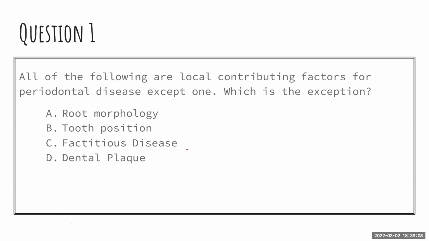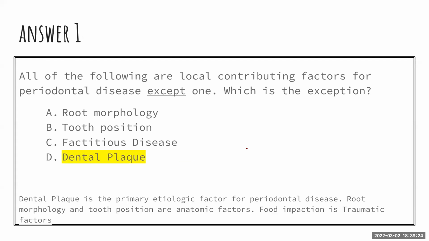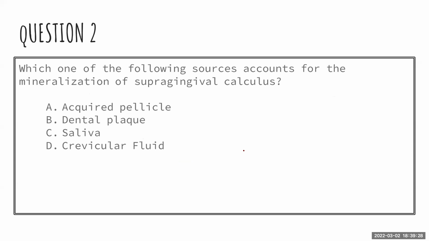All right, let's get some questions. All the following are local contributory factors for periodontal disease except one. What's the exception? Dental plaque. Yep, because that is your primary factor.